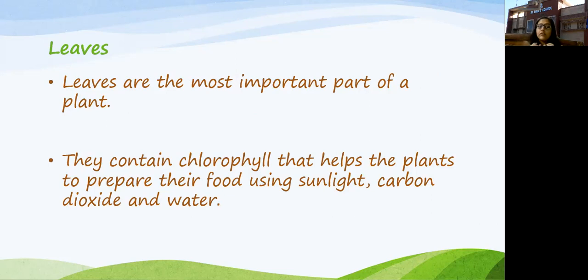These leaves, they also require different raw materials to prepare their food. So they have got this pigment, green colored pigment chlorophyll, which helps them to prepare their food. Now, what other things are required to prepare this food? First of all is sunlight. Okay, this food is always prepared in the presence of sunlight. Then carbon dioxide is also required, which these leaves absorb from their surroundings, and water.